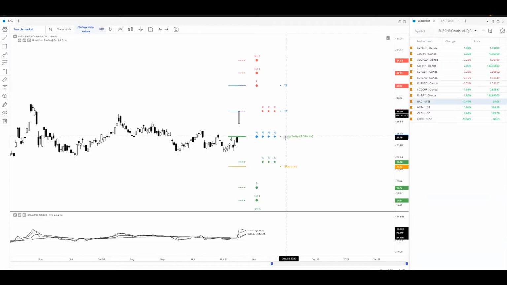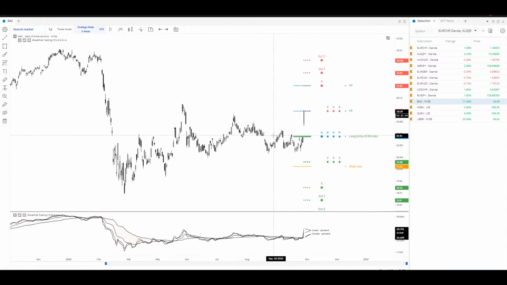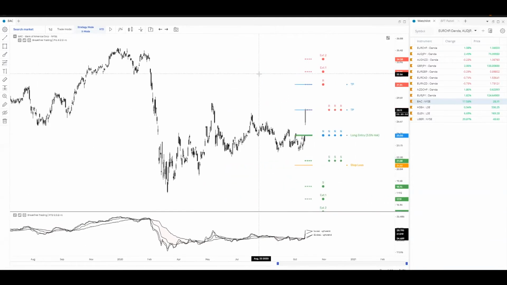Bank of America. Yeah, this long entry looks good for a buy. You can see it broke out of this consolidation. We broke this trend line. Now we're waiting for it to come back to this level for a retest and then go up.